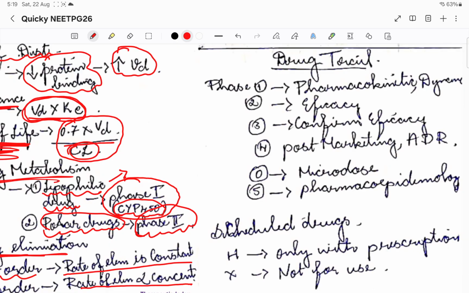Then moving down, one of the major questions that they are asking is with regards to drug trials. There are phases of drug trials. Please remember there are 4 phases of drug trials. The other 2 I'll explain. So there are mainly 4 types of phases where the drug trial happens.